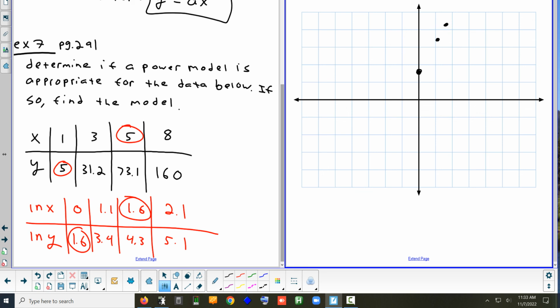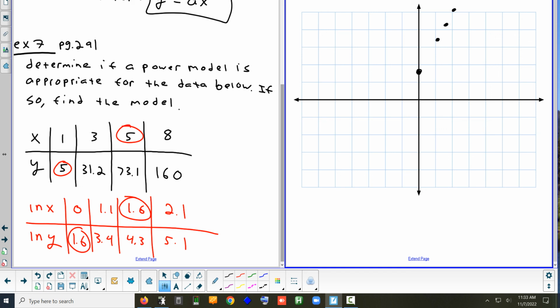It's looking pretty good. 2.1, 5.1. So just above 2, just above 5. Maybe about right there. Do those points look like they're in a straight line? I'd say it looks like you're almost in a perfectly straight line. So that means a power model is appropriate for this table. We're done with this table in red now. We can get rid of that table in red. We don't need it for the rest of the problem. It was just to check if we should use a power model.